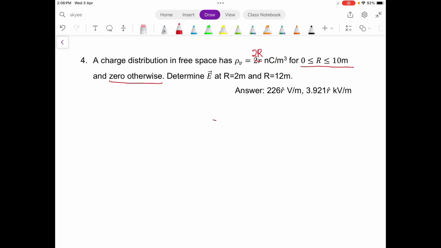So this is obviously a volume structure that has rho v equal to 2r nanocoulombs per meter cubed. So between 0 to 10 meters, that is the 10 meter, rho v is equal to 2r nano. You have to find the field at 2 meters, maybe somewhere here, and also at 12 meters. 12 meters is something further away.